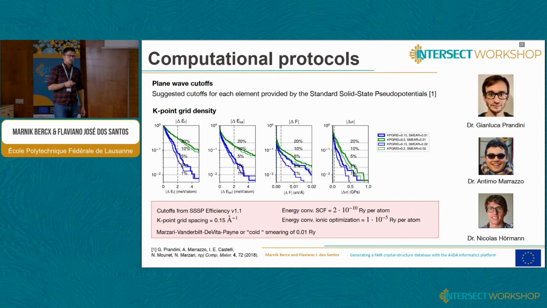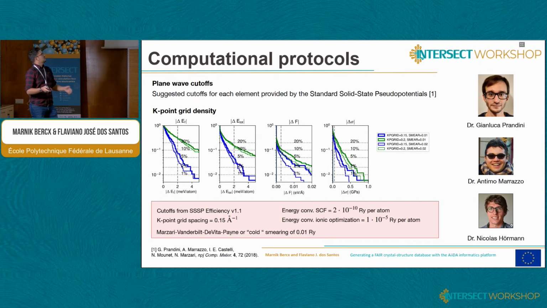Now, if we want to run tens of thousands of structures, we're going to need a good set of computational parameters for doing so, because we don't want to complete a full convergence study for all these structures. That would be computationally way too demanding. So here we basically developed what we call a protocol: a set of computational parameters which for most of the structures will give us a reasonable precision.